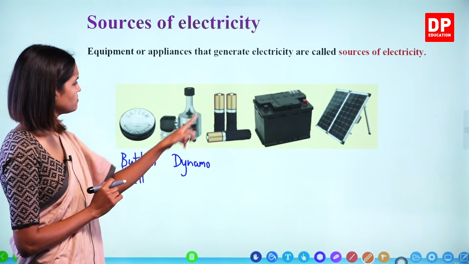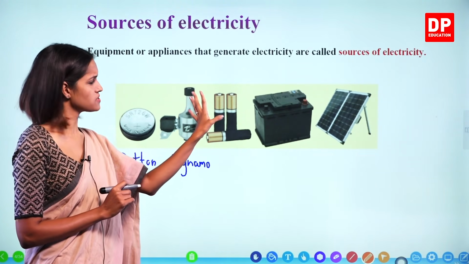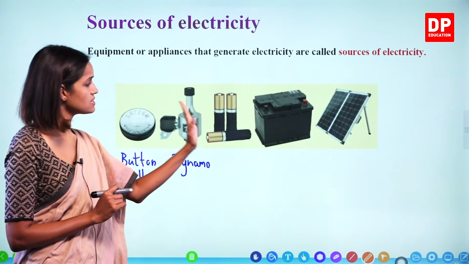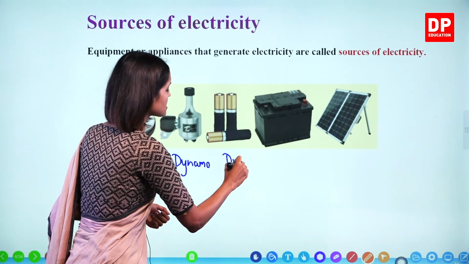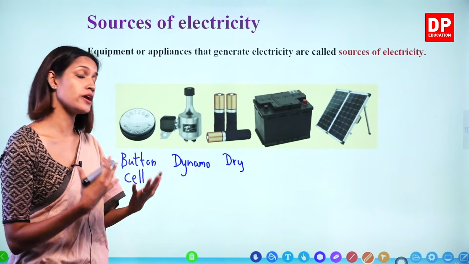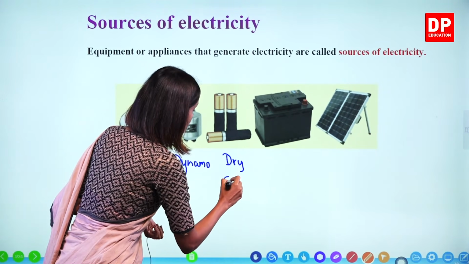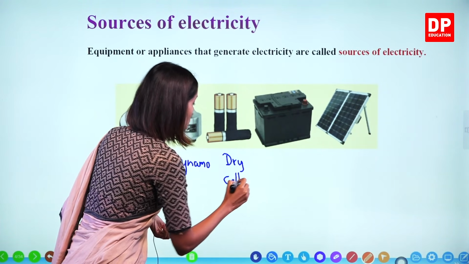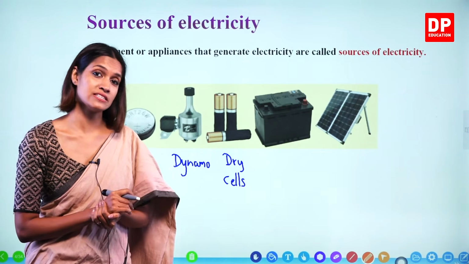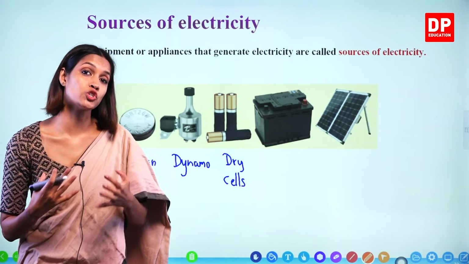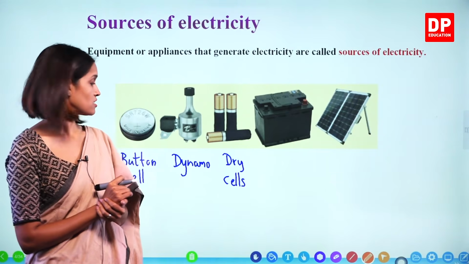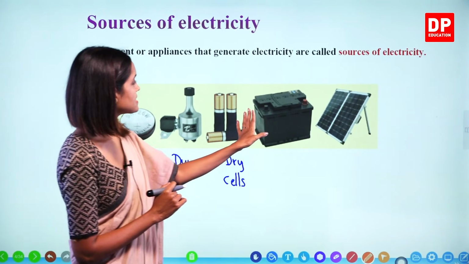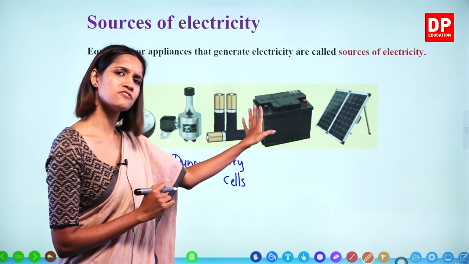Okay. And what are these? All of you have seen this one. This is the dry cell. Dry cell examples: torch batteries, pen torch batteries. Where do we use them? Even in the previous example, we discussed that in clocks, in some toys, in torch, we use these type of dry cells. Okay. What is this, children?